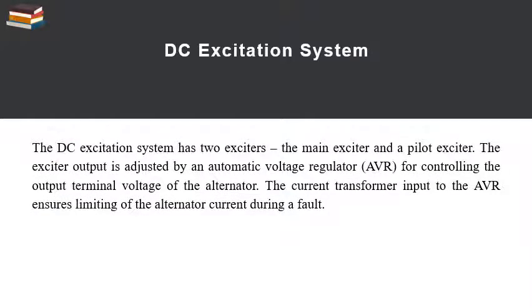The DC excitation system has two exciters, the main exciter and the pilot exciter. The exciter output is adjusted by an automatic voltage regulator, in short AVR, for controlling the output terminal voltage of the alternator. The current transformer, in short CT, input to the AVR ensures limiting of the alternating current during a fault condition.